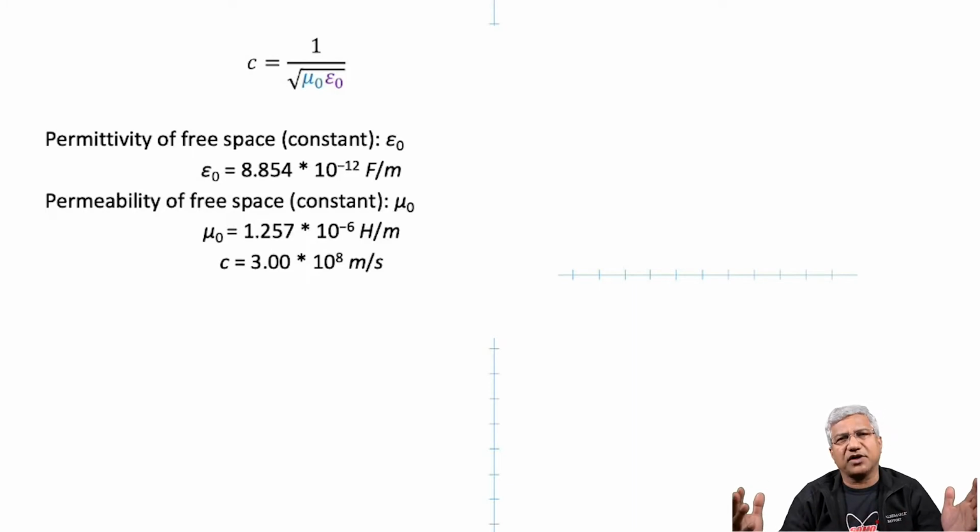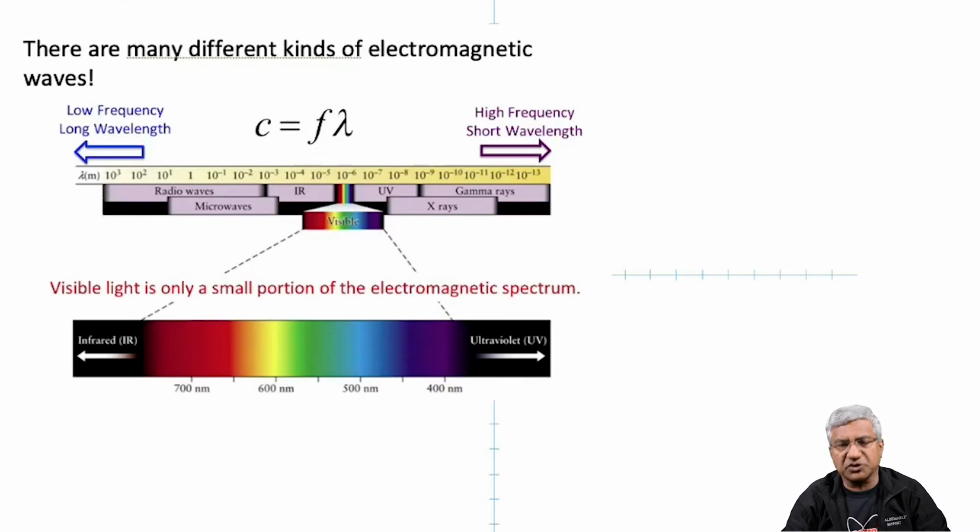Electromagnetic waves can be divided into so many regions based on their wavelength or frequency. But no matter what region we're talking about, all of them have the same speed. So that is 3 times 10 to the 8 meter per second. Here are the regions of the electromagnetic spectrum. Now you can see that the higher frequency is this way, or that's the shorter wavelength, because c is f lambda. When the frequency increases, the wavelength decreases.